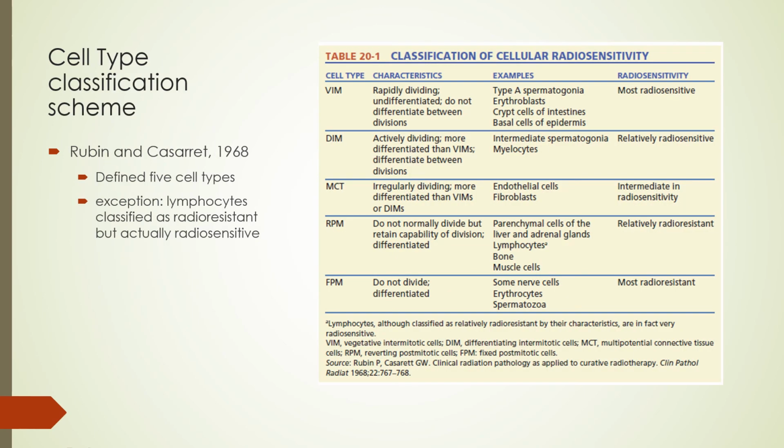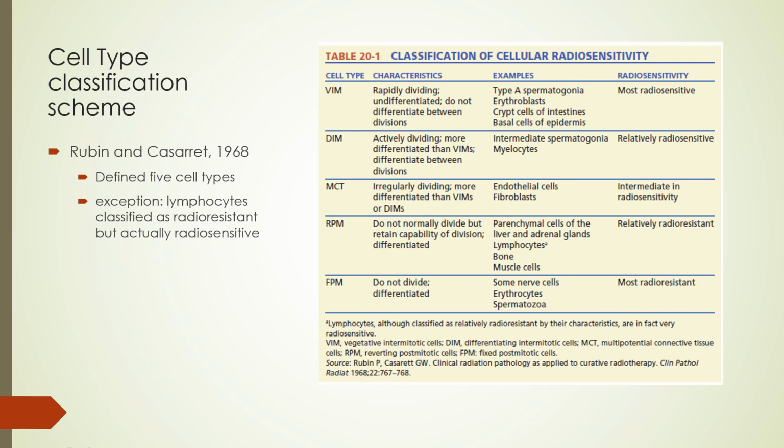In 1968, Rubin and Casarett refined the classification and defined 5 cell types according to characteristics that affect their radiosensitivity. These cell types are shown and the meanings are below the table. Again, one notable exception to these general rules are lymphocytes. By the classification, they should be radioresistant since they never divide, but actually lymphocytes are one of the most radiosensitive cells in the body.